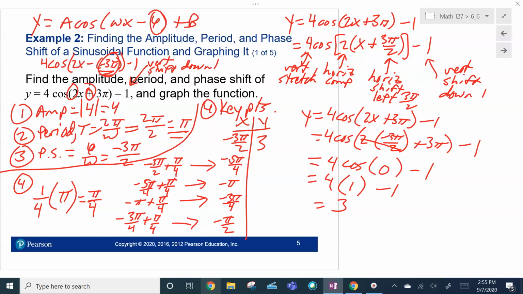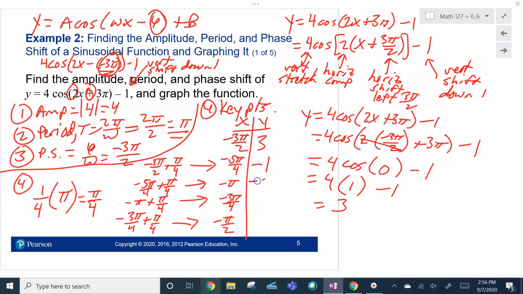So I got 2 times negative 5 pi fourths, negative 10 pi fourths, or negative 5 pi halves, plus 3 pi, plus 6 pi halves. So we got pi halves. Cosine of pi halves is 0. 0 times 4 is 0. 0 minus 1 is negative 1. Anyways, we kind of keep going through that.